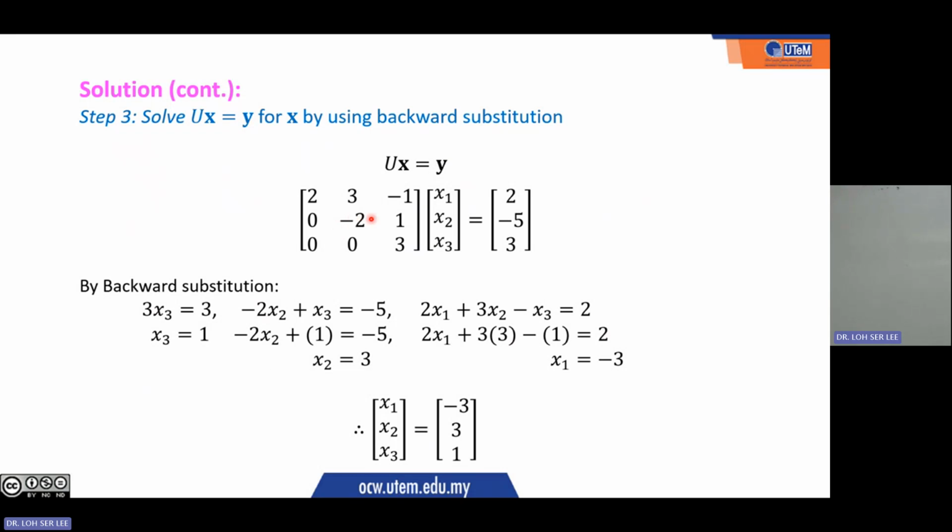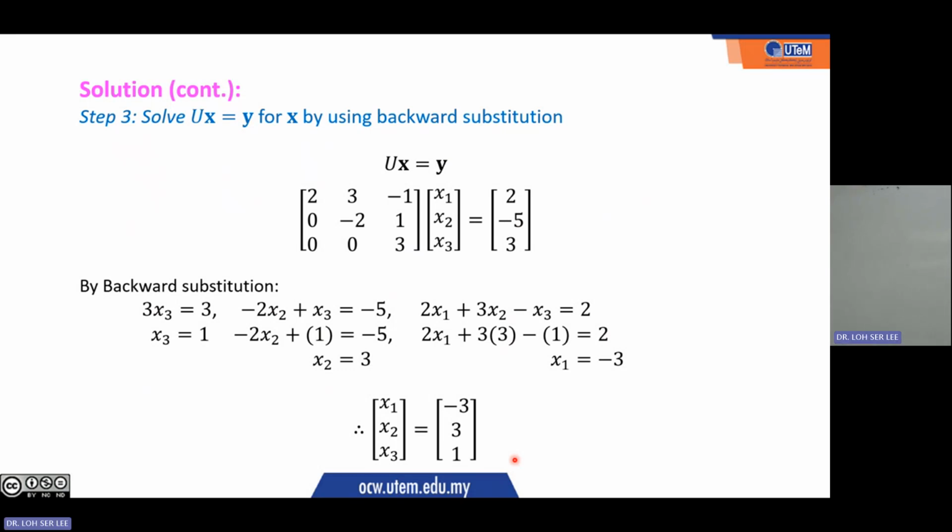-2X2 plus 1X3 equals -5. Get the equation first, then substitute the values that you have found, then solve for X2. Then the first row, 2X1 plus 3X2 minus X3 equals 2. Write out the equation, substitute the 2 values that you have found just now, and solve for X1. Then you get the final solution. Just put it into a vector form.